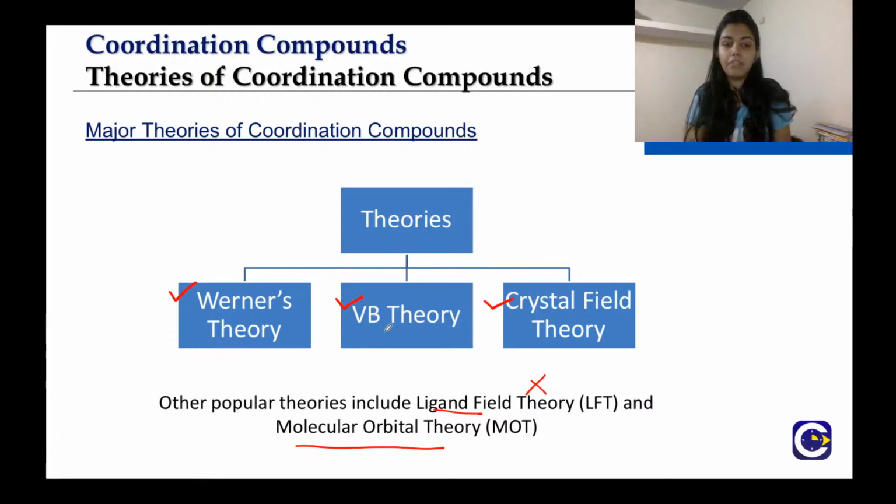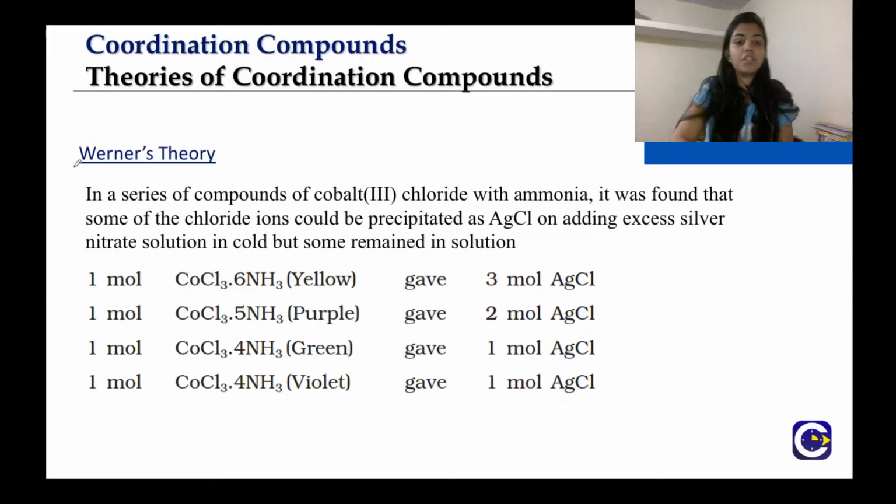Werner's theory and VBT we will study in detail. However, we will just have an idea of crystal field theory as per your mentioned syllabus. Okay, so first is Werner's theory. Basically an experiment was made on a series of compounds of cobalt(III) chloride, containing cobalt, chloride and ammonia, right?